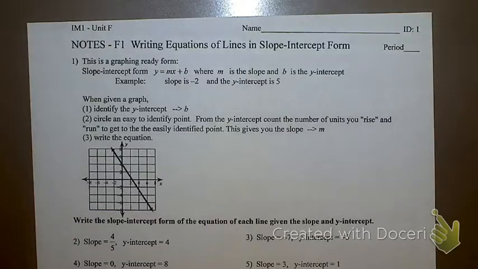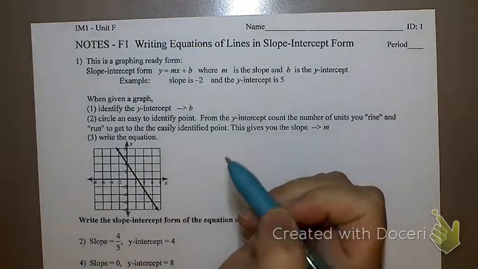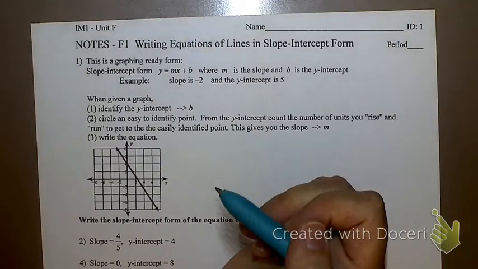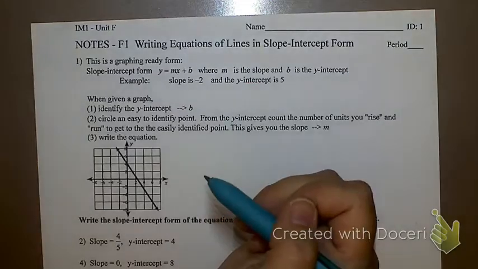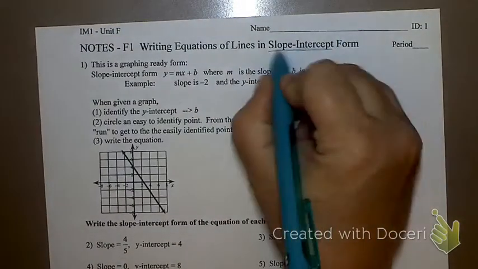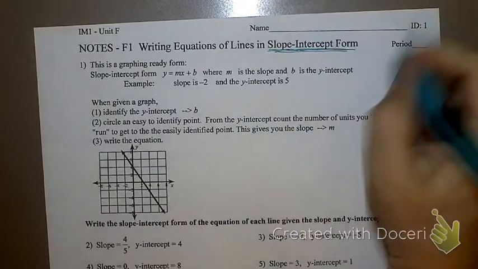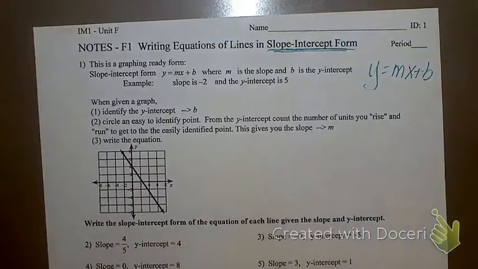So here we go with Unit F. We're going to be writing equations of lines in slope-intercept form. So not necessarily graphing, but writing the equations of the lines. So my first question is, what is slope-intercept form? And why is it called slope-intercept form?